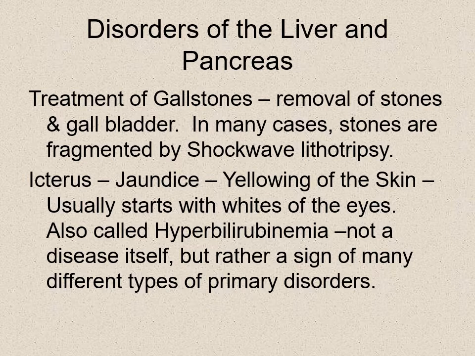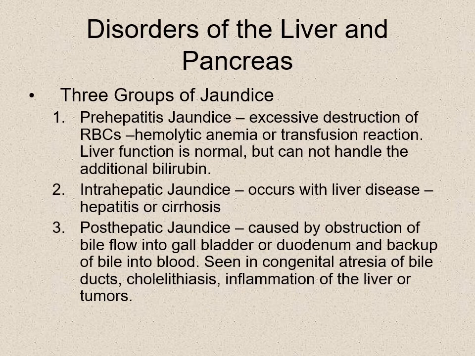Icterus, that's the medical term for jaundice, is a yellowing of the skin, usually starting with the whites of the eyes, also called hyperbilirubinemia. It's not a disease itself, but rather a sign of many different types of primary disorders. And it's classified into three different groups.